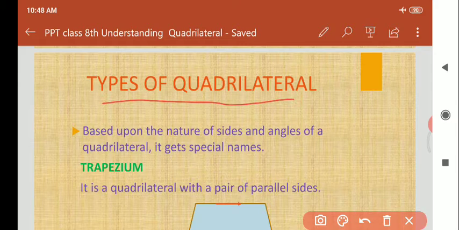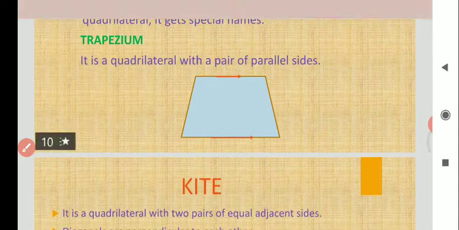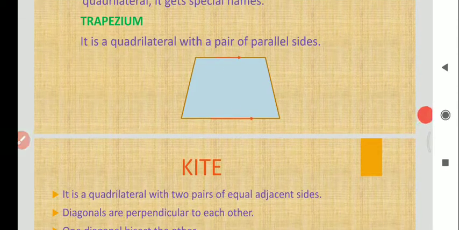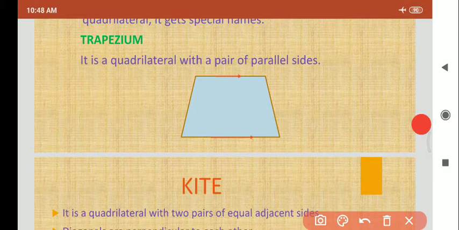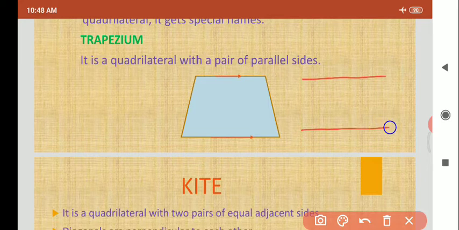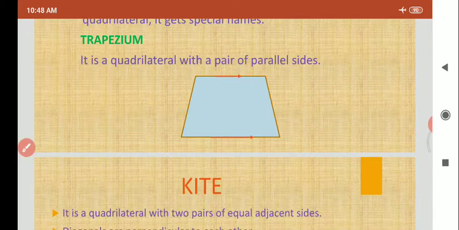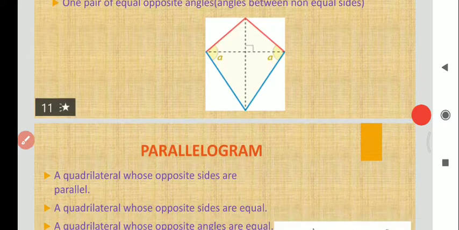What is a trapezium? So first we are discussing trapezium. A trapezium is a quadrilateral with only one pair of parallel sides. Only one pair. This one and this one are parallel. Understand? It is a trapezium. Next, we will not discuss it in this chapter, but the main one is parallelogram.